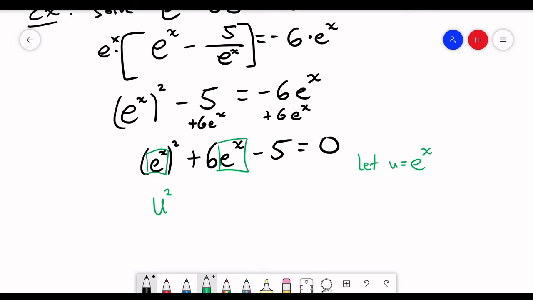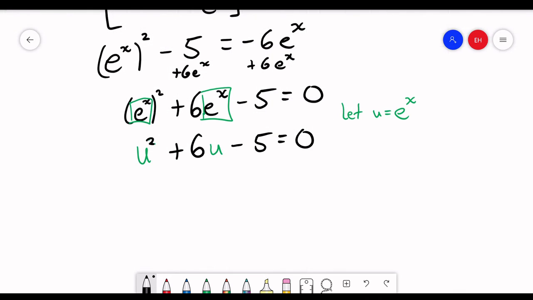We're going to say u equals e to the x. We're going to sub it in. So everywhere I have an e to the x, I'm going to put a u. So I get u squared plus 6u minus 5 equals 0. And this is a quadratic, and I'm going to try and factor it. And I'm going to realize that it doesn't factor, and I'm going to be sad, because that means I have to use the quadratic formula if it doesn't factor.